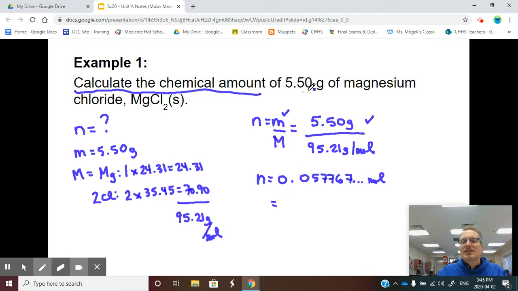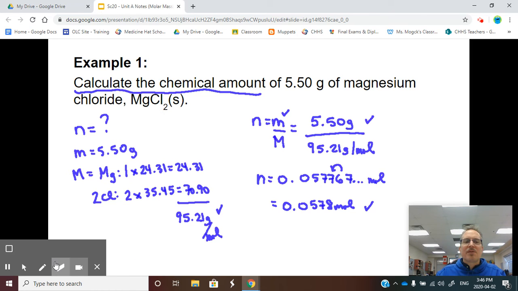Well, the question has 3 significant digits, so I'm going to put my answer in 3 significant digits. So it looks like this one rounds. So this guy's going to round up to 0.0578 moles. So you get a mark for answer with a unit attached. 3 marks. Again, I'm going to give you a mark for calculating molar mass in this formula. So this question's actually going to be out of 4.